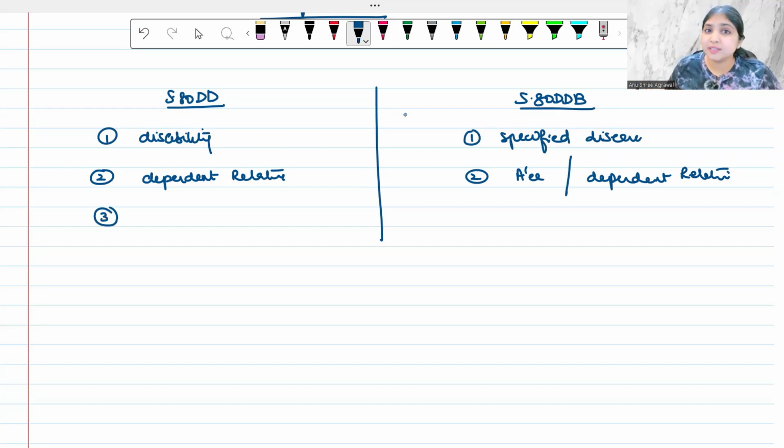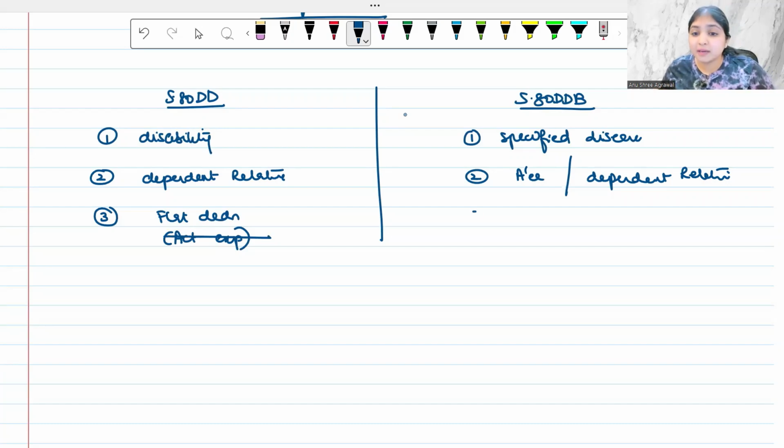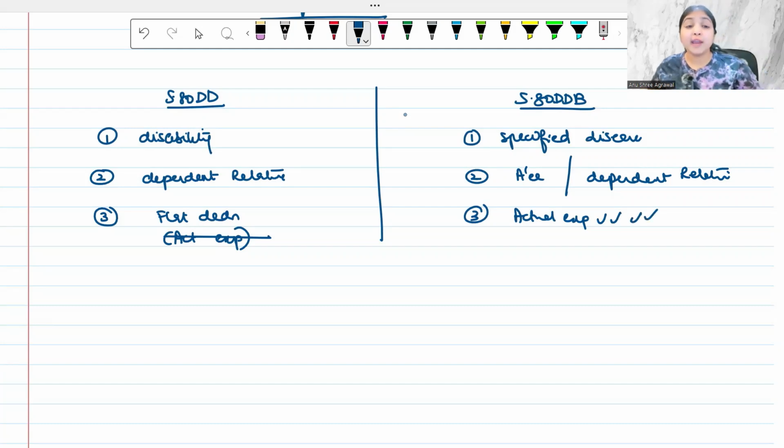And the third difference is under 80DD, we talk about a flat deduction. Basically, over here, the actual expenditure incurred is irrelevant. But under 80DDB, the actual expenditure that you have incurred is relevant. You don't get a flat deduction under 80DDB. Your actual expenditure is relevant over here.